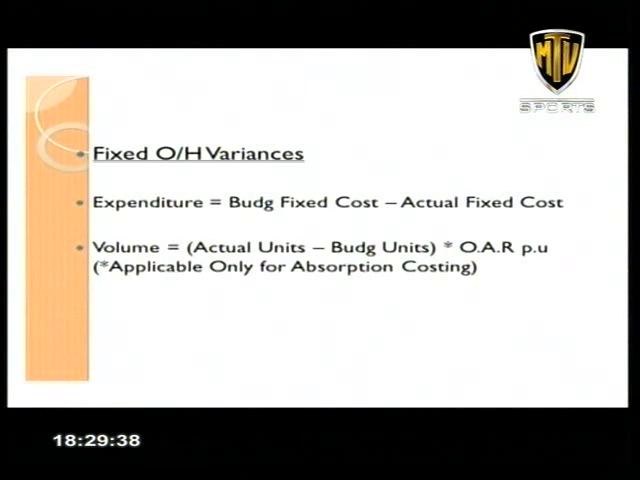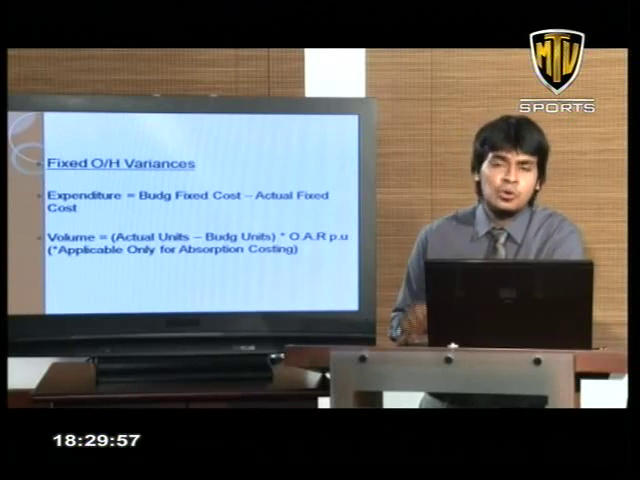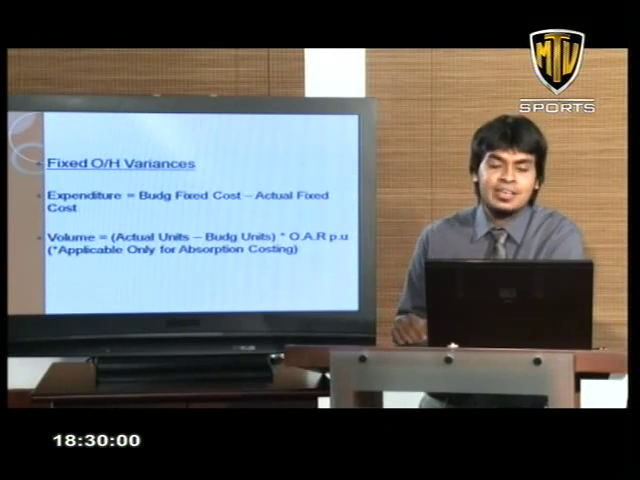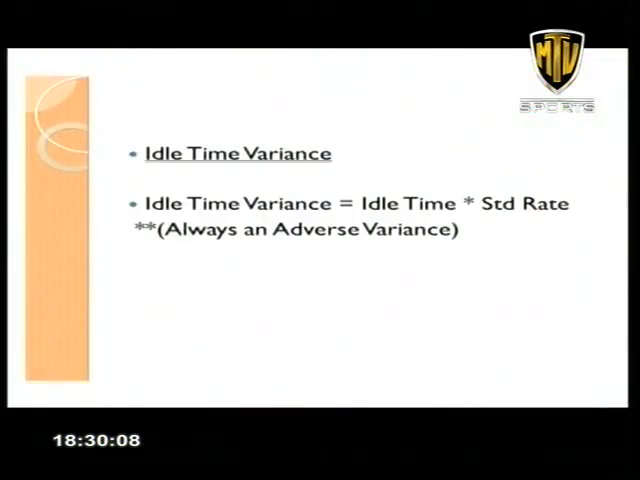One very important thing that I want to highlight here is that you cannot calculate a fixed overhead volume variance when you are using marginal costing. You can calculate a fixed overhead volume variance only under absorption costing. It's a very important point which students tend to forget at the exam, but make sure that you don't make the mistake of calculating a volume variance when you are using marginal costing. And then the last variance is an idle time variance. The idle time variance is equal to the idle time multiplied by the standard rate, and as far as an idle time variance goes, it is an adverse variance all the time.